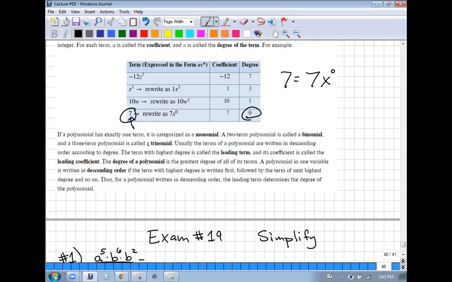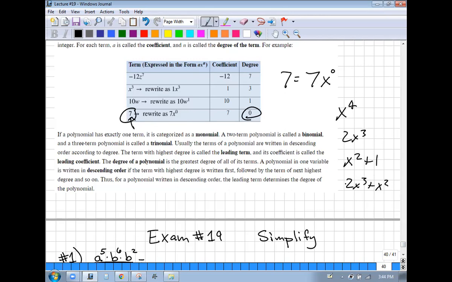All right, if there's only one term, they call it a monomial. So if all you have is an x to the 4th or a 2x cubed, and there's nothing else added, that's a monomial. Remember, mono means 1. If there's two terms, like x squared plus 1 or 2x cubed plus x squared, they call that a binomial. If there's three terms, it's called a trinomial.